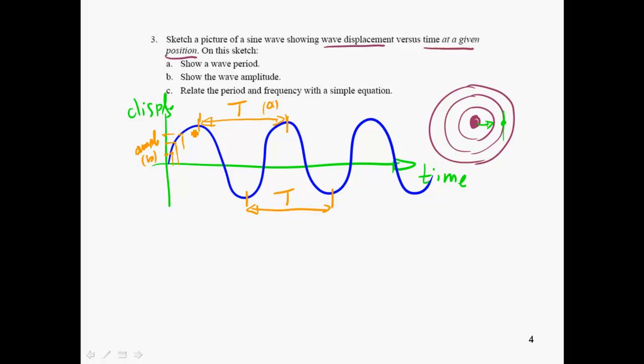That's part B. And then C says relate the period and frequency with a simple equation. And again, with optics, we use T for period and nu for frequency, which is inversely proportional. Or nu is 1 over T. So those are your formulas when you deal with time.